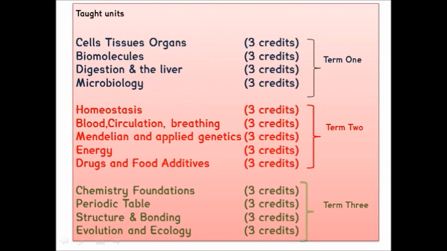In term 1, we would expect to complete the first 4 units, which are 3 of the biology units, including microbiology, and one of the chemistry units called biomolecules. In term 2, we would expect to see off another 5, a mix of chemistry and biology. And then in term 3, we've got our final 4 units, and we'll be finishing off with the biology unit called evolution and ecology.